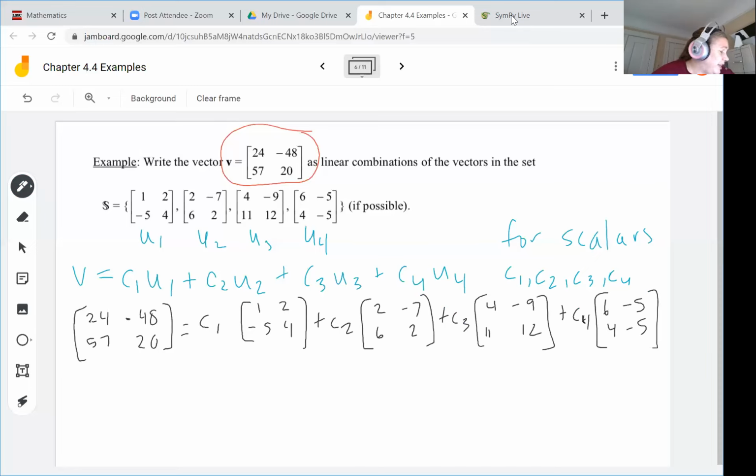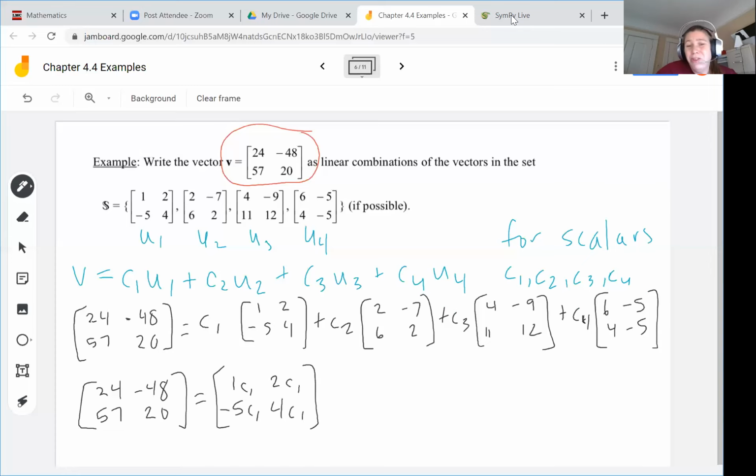Okay, so this is going to give us a massive system. So we'll distribute the C's through first. So we're going to get 24, negative 48, 57, and 20 equals 1C1, 2C1, negative 5C1, and 4C1. And remember, when you multiply a scalar by the matrix, it goes to every single element in the matrix. That's why we're able to write our matrix this way on our way to creating this massive system.